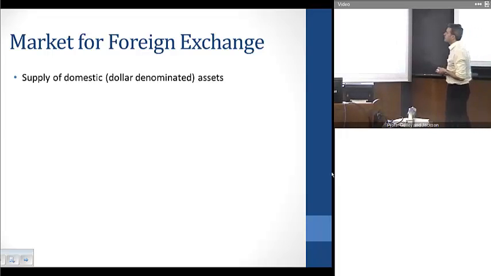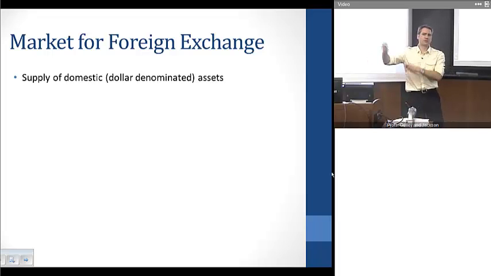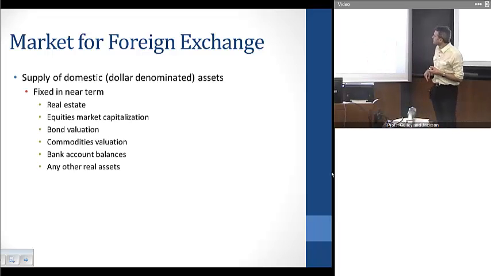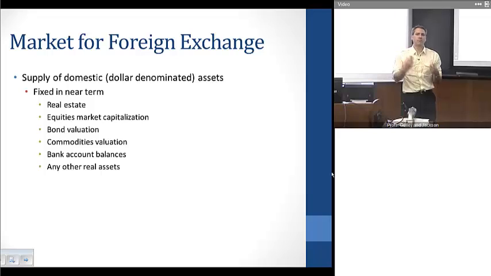And so the supply of domestic or dollar-denominated assets, again, we're thinking about the U.S. as being the domestic economy. If you're in another country, then you just sort of flip it around on its head a little bit. So in terms of thinking about the supply of domestic assets, that's going to be essentially fixed in the near term. So we think about things like real estate, the amount of money that is sitting in bank accounts, the amount of equities in equities markets, the value of bonds, the value of commodities, the value of all real assets. If we add all of that stuff up in the economy and take a snapshot at any given point in time, those things are going to be fixed, right?